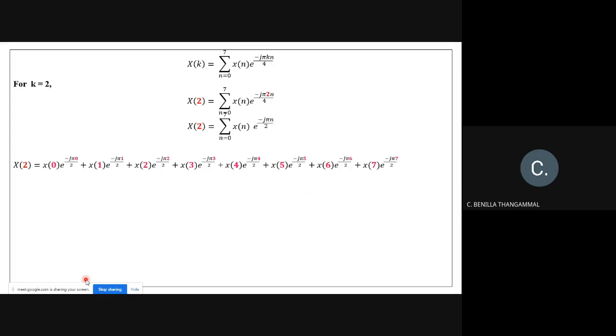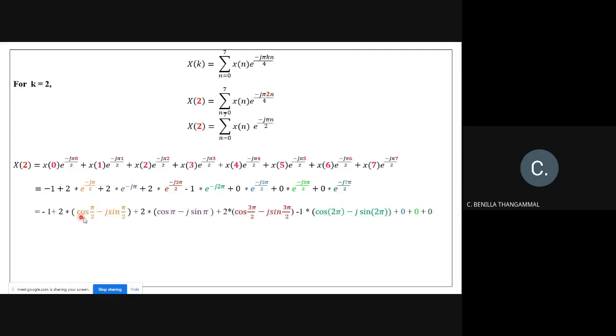and then expand the summation by substituting your value of n as 0 to 7. Then convert your exponential term into trigonometric terms, and with a calculator get the values of each, and then you just try to solve this one. So this 2j minus 2j will cancel with each other, and then your x of 2 is going to be minus 4.